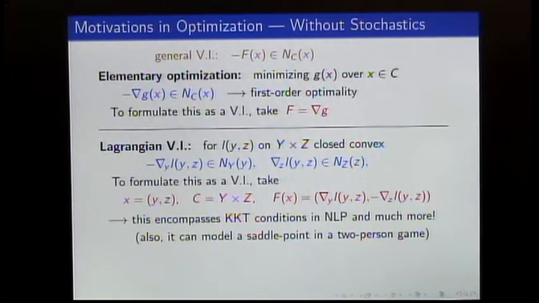But you could also view this as a saddle point condition in a two-person game where one player is minimizing in y over big Y, and the other player is maximizing in z over big Z, and you'll get these same conditions. So this is a Lagrangian variational inequality.